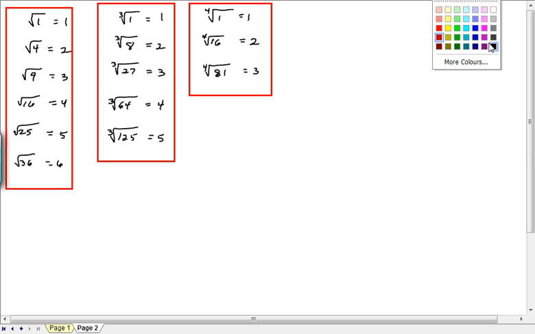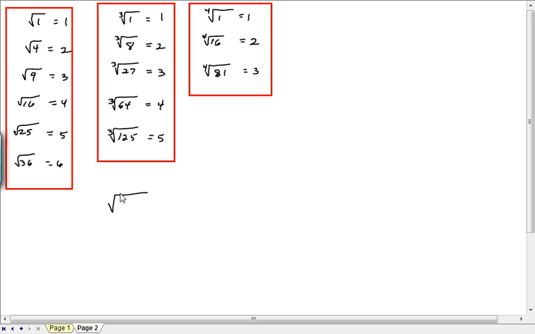So let's look at, let's say the square root of 48. I'm going to look for the largest number that divides evenly into this. 16 goes into 48 3 times. This is the square root of 16 times 3, which is the square root of 16 times the square root of 3, which is 4 square roots of 3.